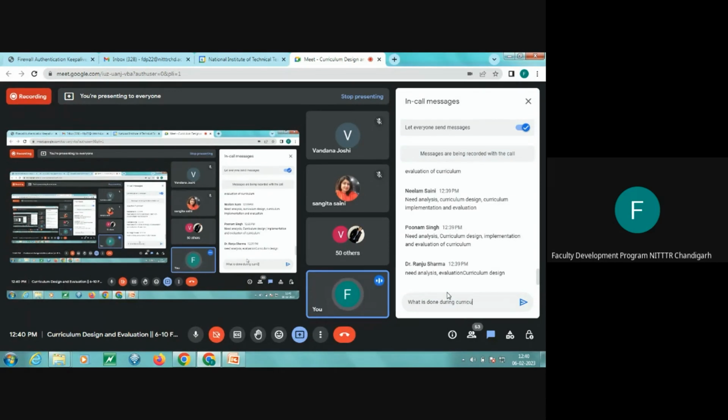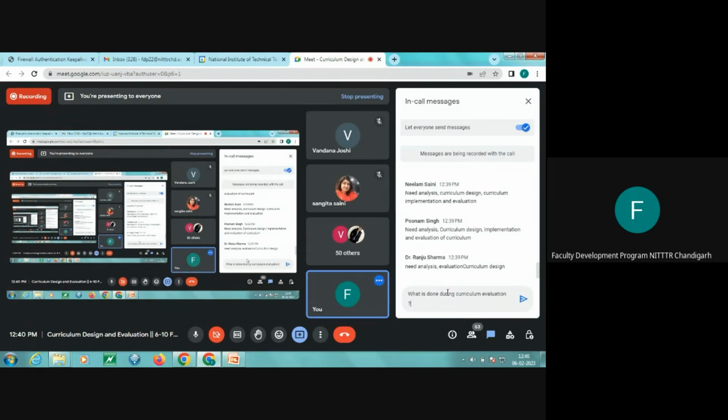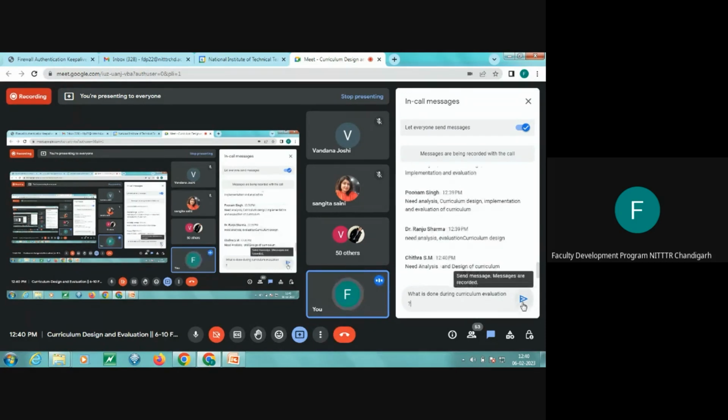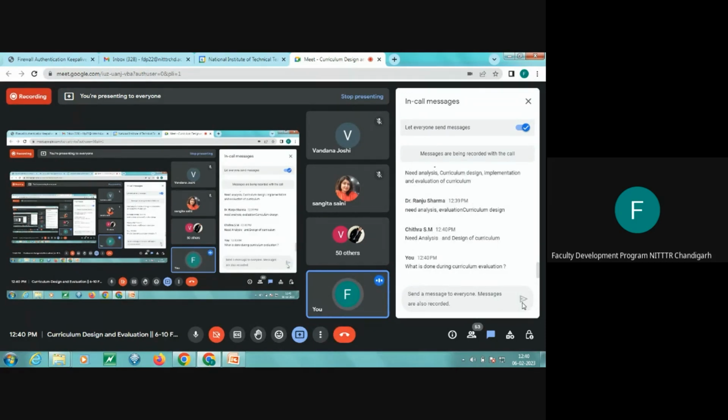My question is, what is done during curriculum evaluation? Now, this is my second question. Chitra, very good. Okay, now let us focus on the second question. What is done during curriculum evaluation? You already know that there are four stages: need analysis, curriculum design, curriculum implementation, and curriculum evaluation. I would like to know from you, so that all of you are clear, what is done during curriculum evaluation?